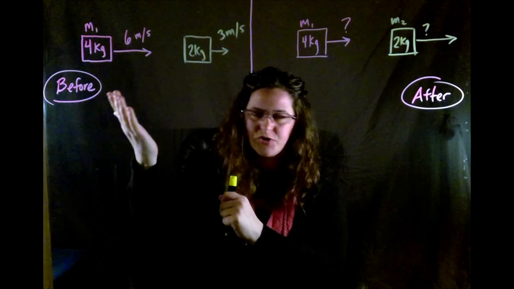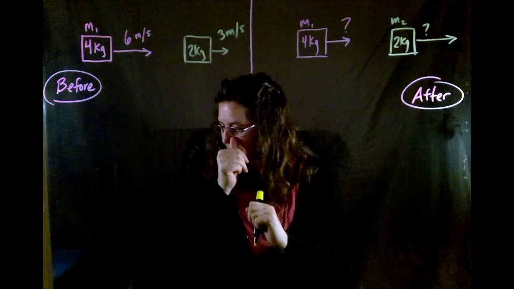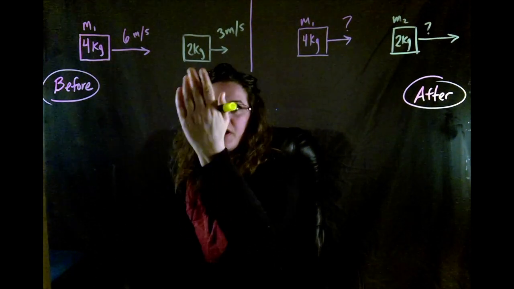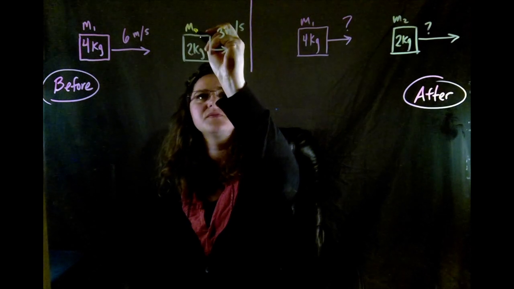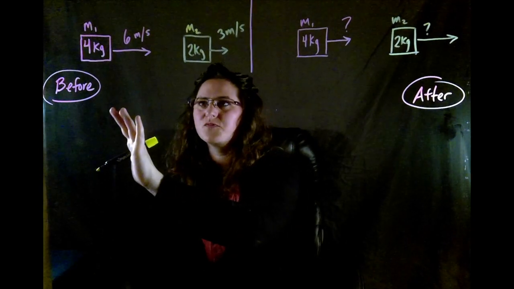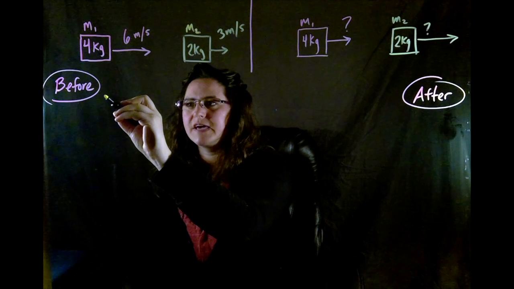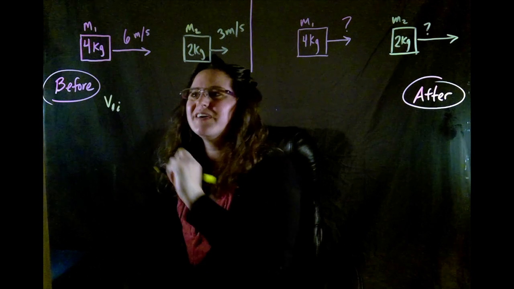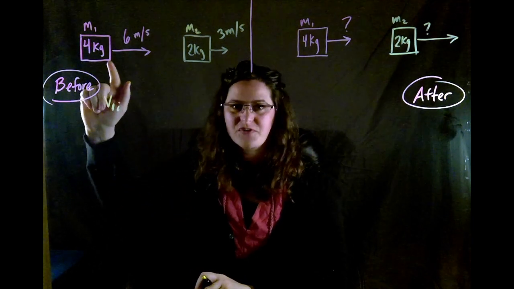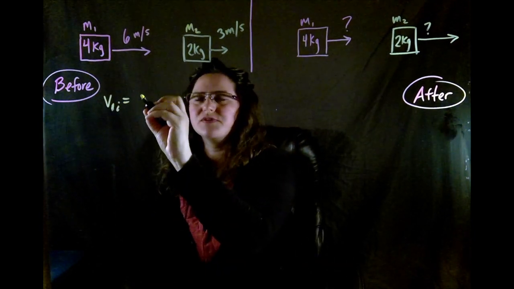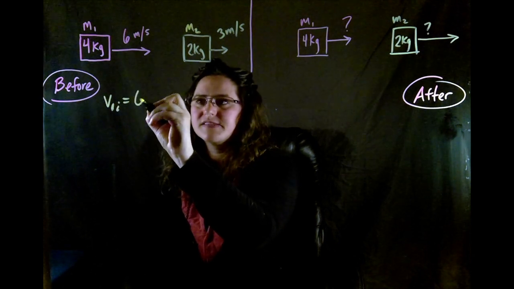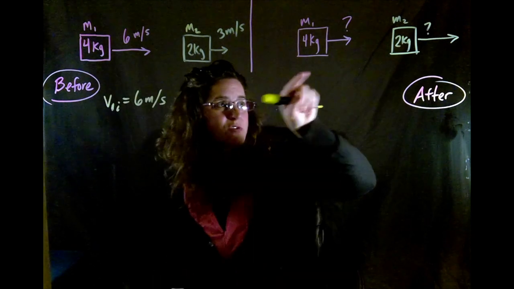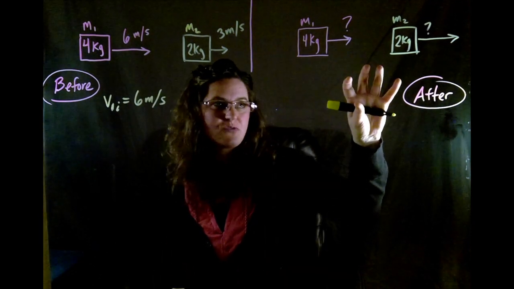And first, let's label our knowns and our unknowns. Okay, so we have mass 1, we have mass 2. And we know that initially, let's say V1I, that's the initial velocity for the first mass. That one's equal to, let's call it positive 6 meters per second, because let's assume that this is our positive direction. It's also going to be our positive direction in the after situation.